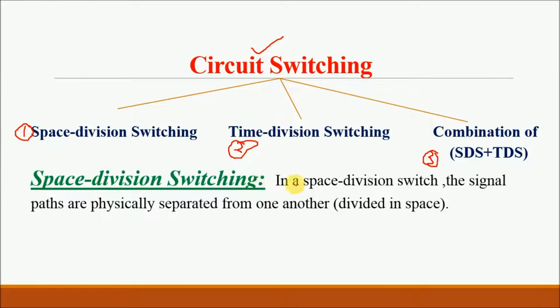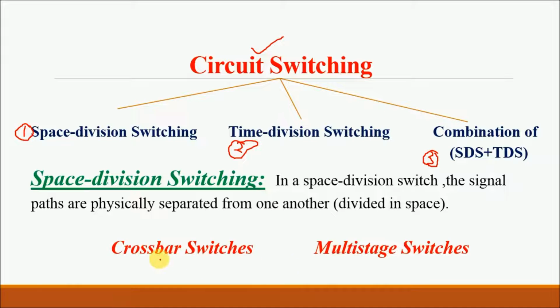At first we'll see what space division switching is. In space division switching, the signal paths are physically separated from one another, divided in space. That's why it is called space switching. Now we'll see the different ways we can establish space switching. One method is called crossbar switching, and the second way is multi-stage switching. There are some drawbacks of crossbar switching. To overcome that, you can use multi-stage switching.